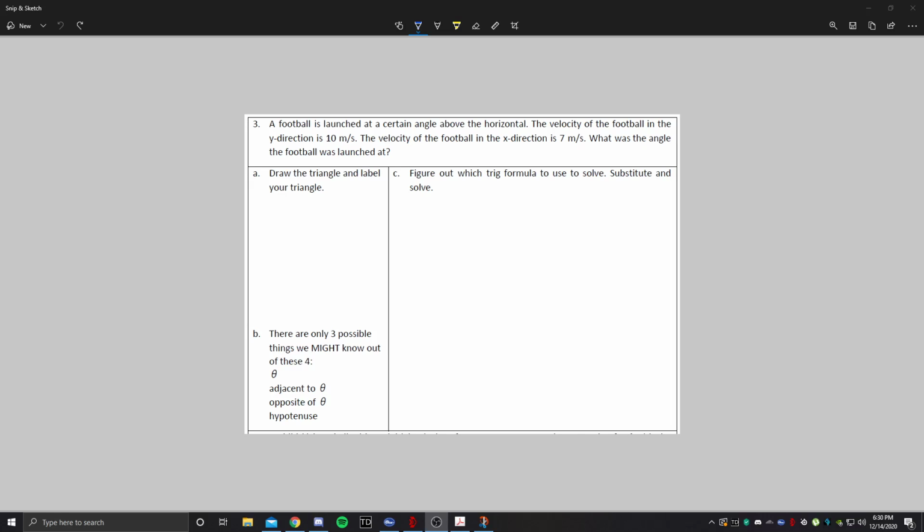So this video is going to be for the trigonometry homework. I already did questions 1 and 2 in the other one, so I'm just going to be doing questions 3 to 8 in this one. A football is launched at a certain angle above the horizontal.